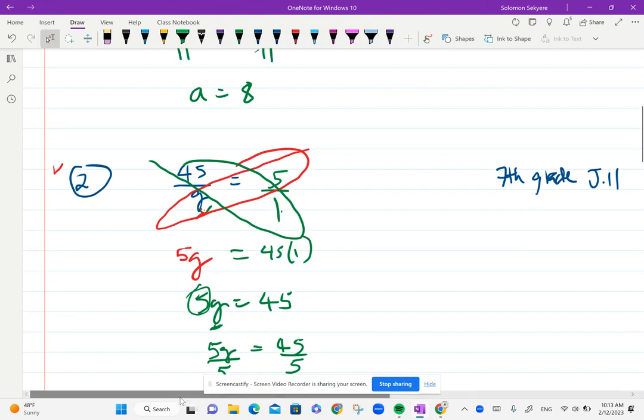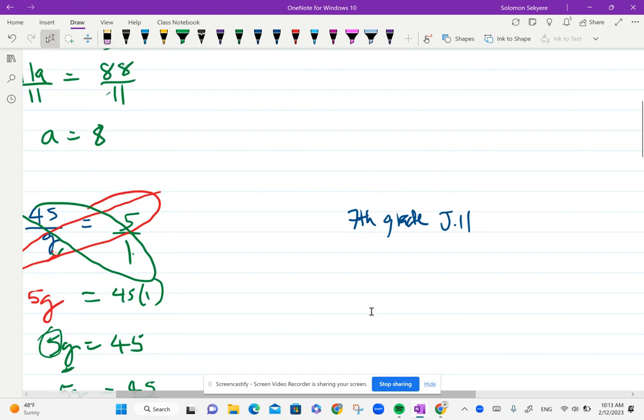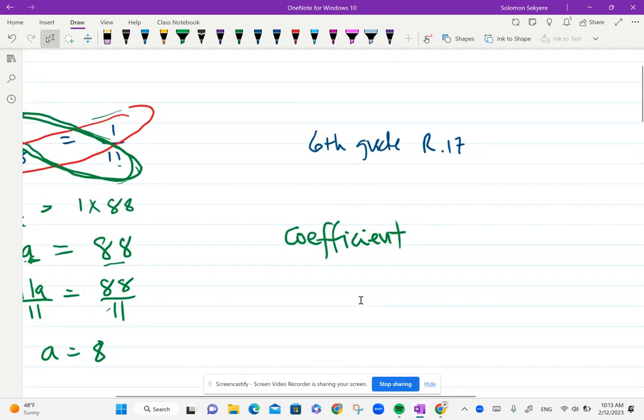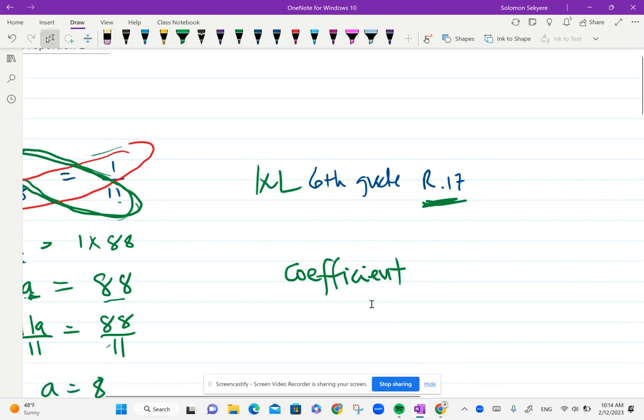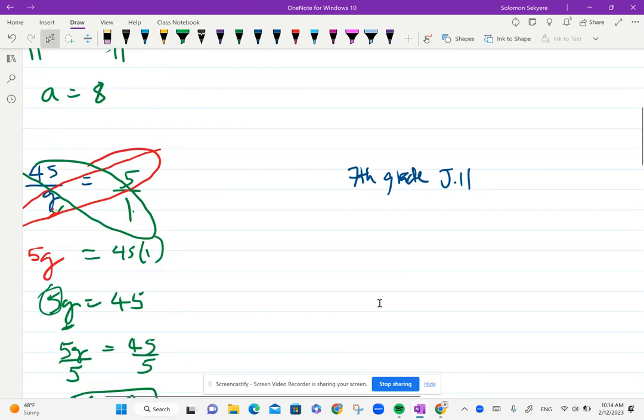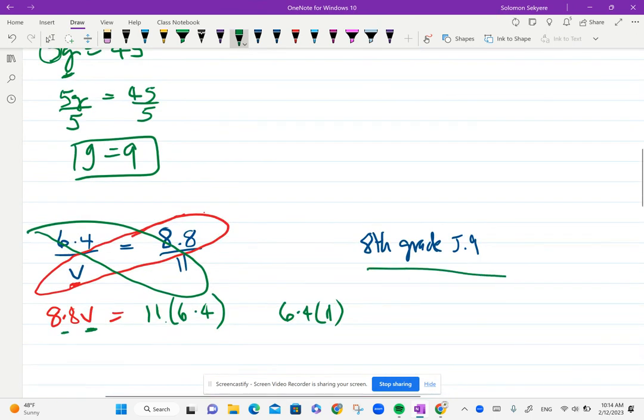Go over what I just did and make sure you have the same answers. Here are additional exercises on IXL. Go and practice until you master it. It's also here, 7th grade, and also here, 8th grade.